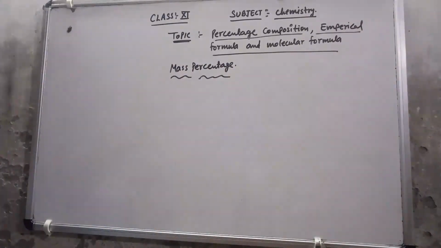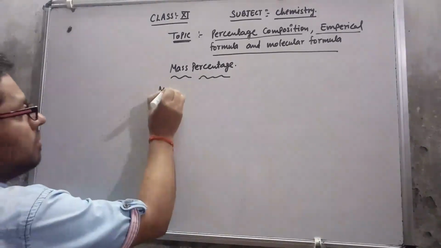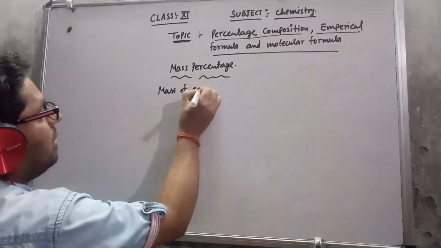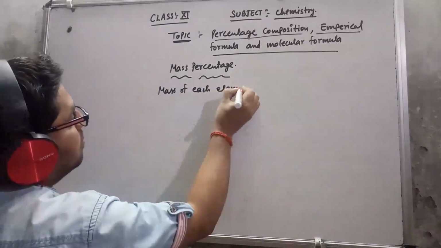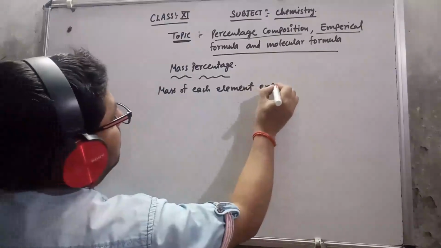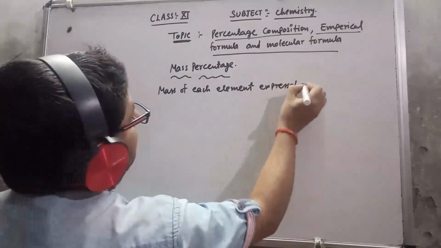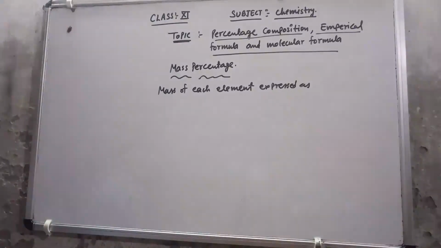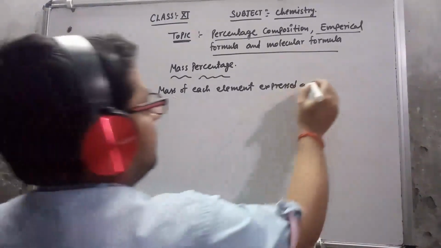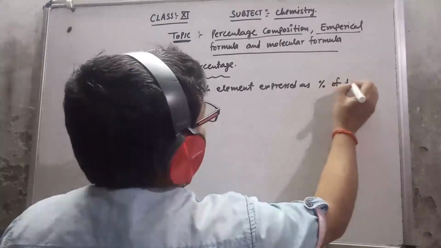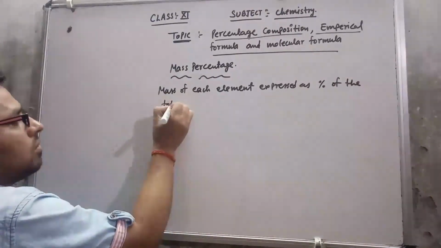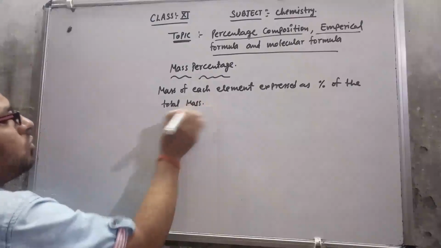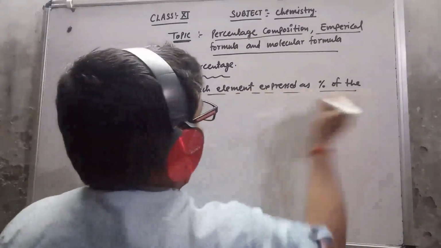Very simple: the mass of each element expressed as the percentage of the total mass. So from the numerical it will be more clear.